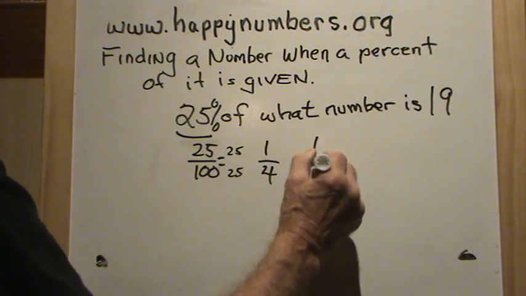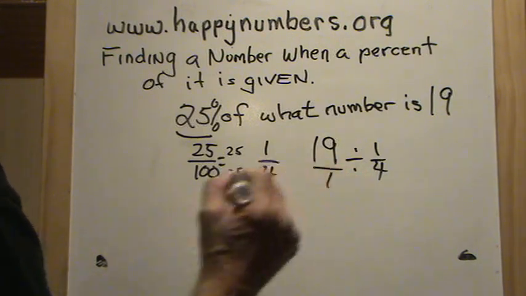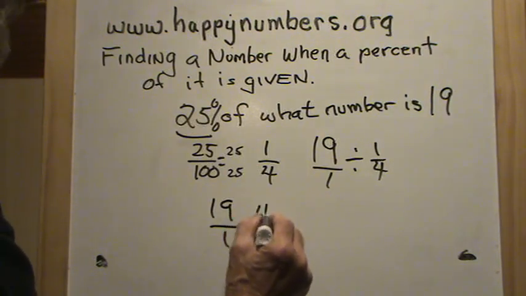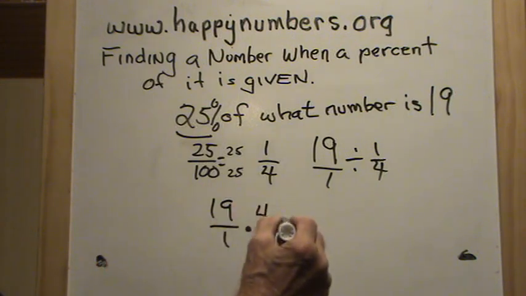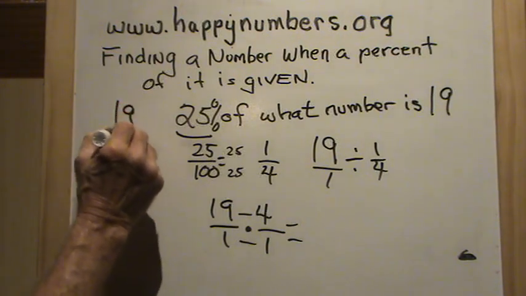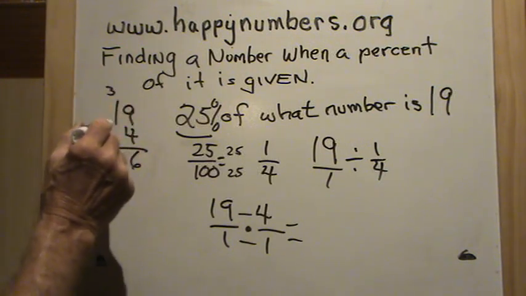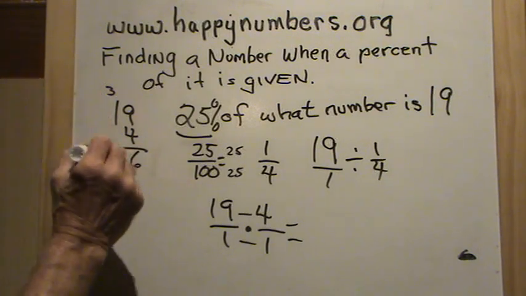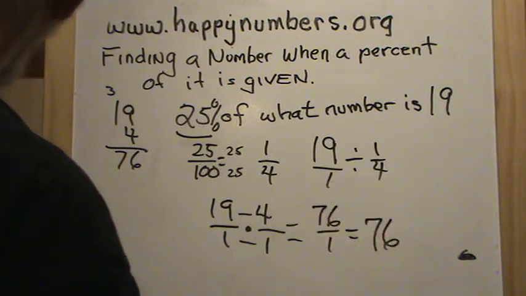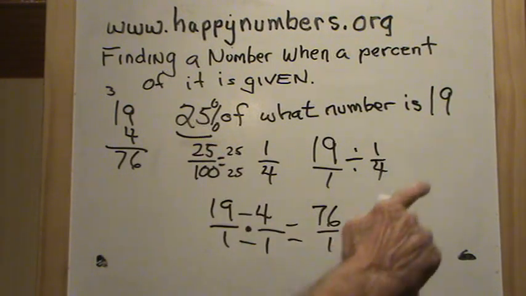Now we take the number 19 and divide it by 1 over 4. So 19 over 1, and we know when we're dividing, we multiply and we use the reciprocal, or we turn it upside down. And so now we have to multiply and multiply. Well, 4 times 19, let's see how that works out. 4 times 9 is 36, and I'll carry 3. 4 times 1 is 4, plus 3 is 7, so 76. 76 over 1 equals 76. So 25% of 76 is 19.